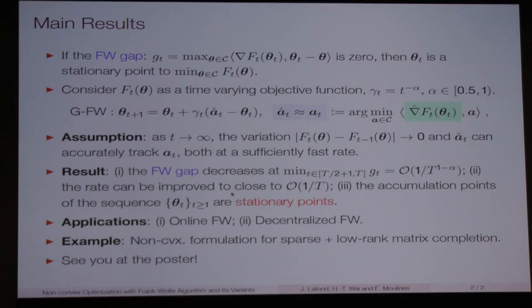We look at the stationarity, and essentially what we are able to show is that we get a 1 over square root of t convergence rate. We can also get a faster convergence rate under certain conditions. And the sequence of iterates admits limit points that are stationary points. And we apply that to online learning and distributed learning.